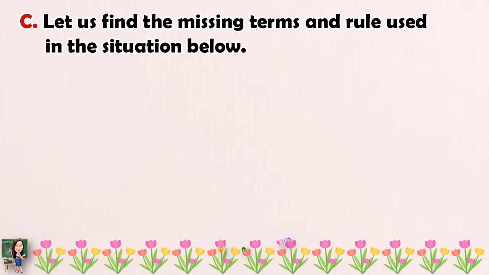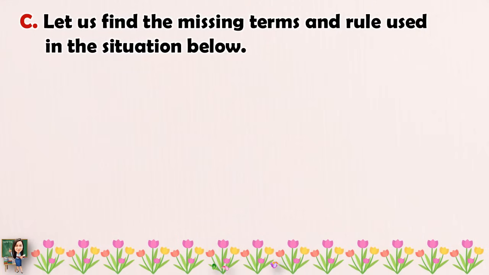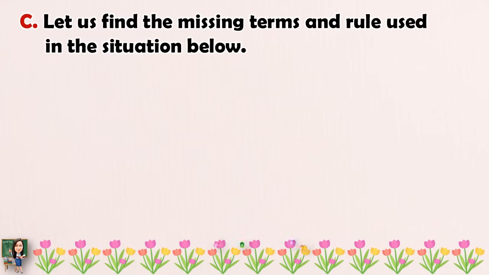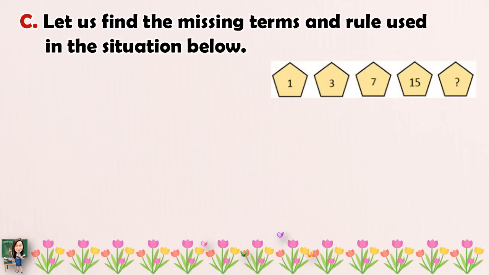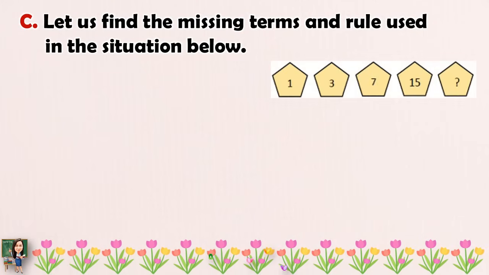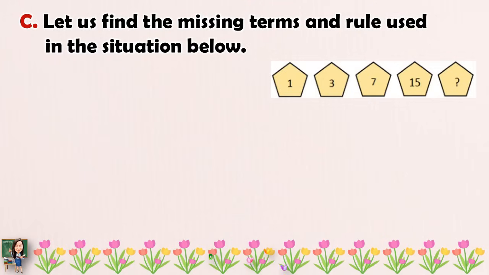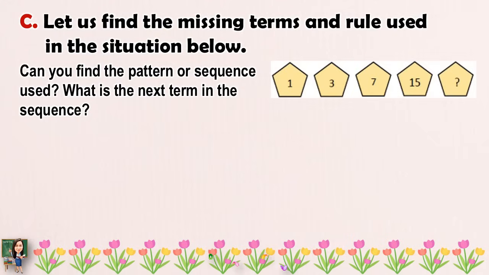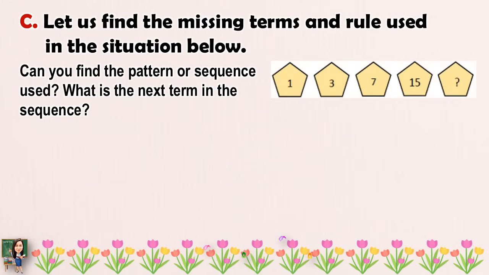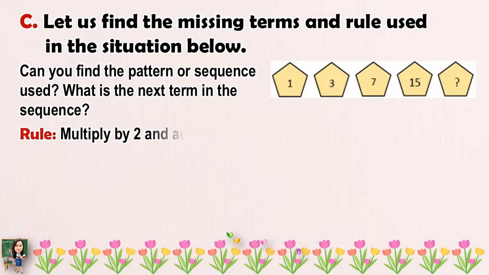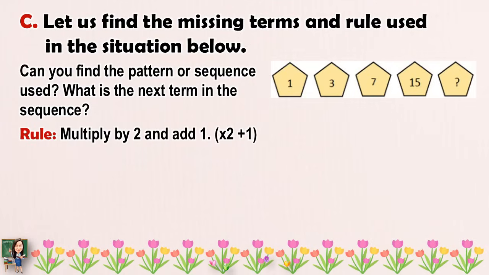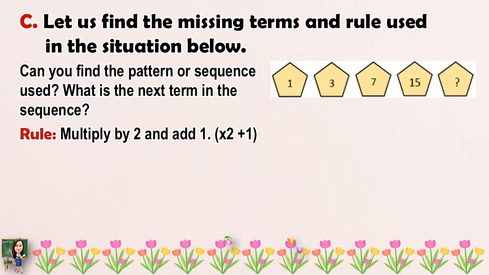Letter C. Let us find the missing terms and the rule used in the situation below. The given pattern of numbers is 1, 3, 7, 15, and the missing term. Can you find the pattern or sequence used? What is the next term in the sequence? The rule is multiply by 2 and add 1, or times 2 plus 1.